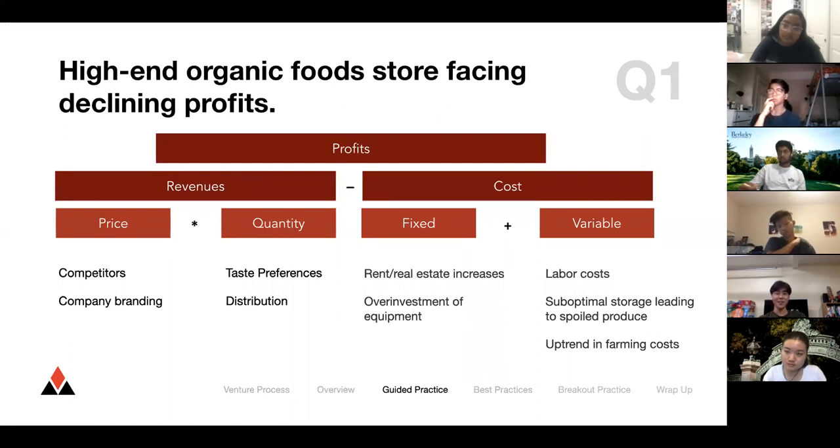Could you give examples of internal factors? So this framework is more blending in the internal and external within the profits, but internal factors we can chat about here. And we can see here that our labor costs, suboptimal storage is an internal thing, right? It's your own supply chains. Real estate rent increase, that's more external. Overinvestment of equipment, that's an internal thing.